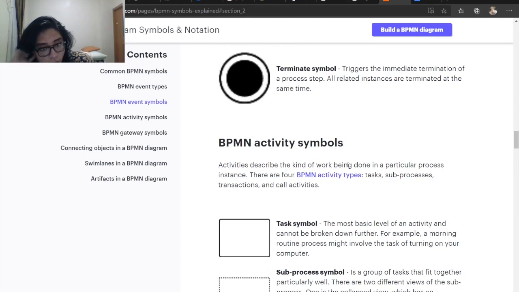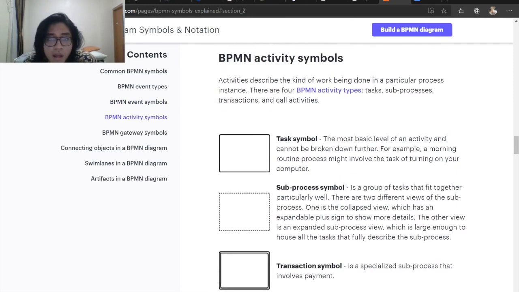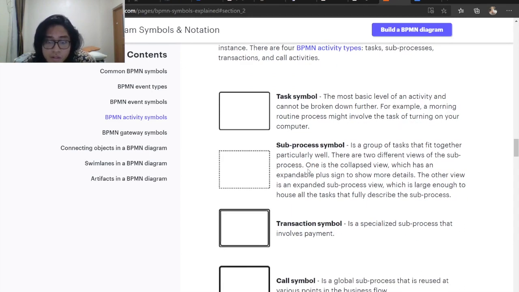And moving on, there are BPMN activity symbols. This square-looking shape is the activity symbol, which describes the kind of work being done in a particular process. There are four BPMN activity types: task, sub-process, transaction, and call. Task, as you can see in the name, is the most basic level of an activity that cannot be broken down further. For example, a morning routine process may involve the task of turning on your computer.